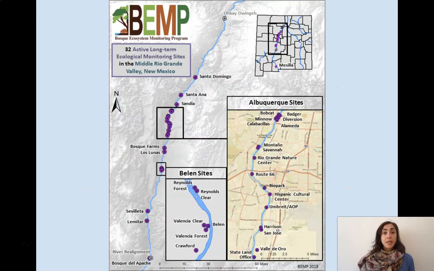We do that for every site, and we have a total of 32 active sites along the middle Rio Grande, starting all the way up north at Santo Domingo Pueblo and going all the way south to Las Cruces, where we have our site called Mesilla. As you can see, we have a fair amount of sites in the Albuquerque area, all along the Rio Grande, to collect data monthly about precipitation, groundwater, and also plant diversity and abundance.